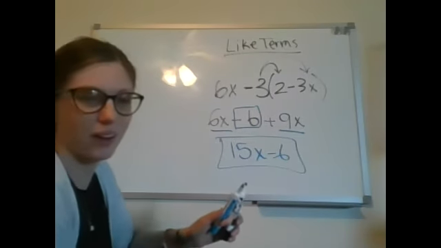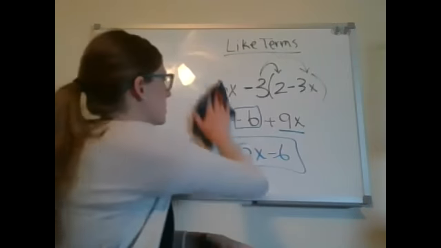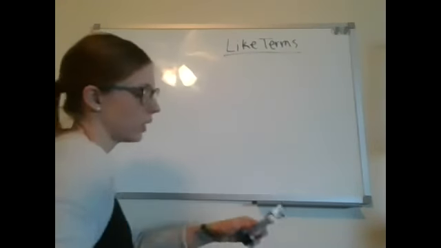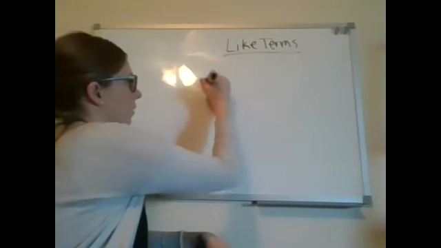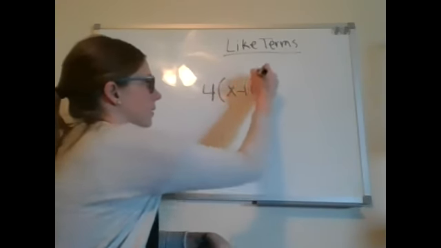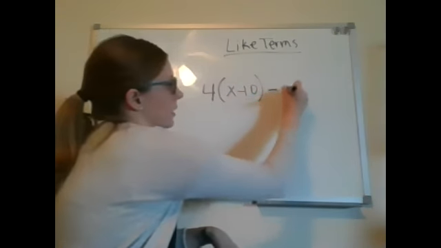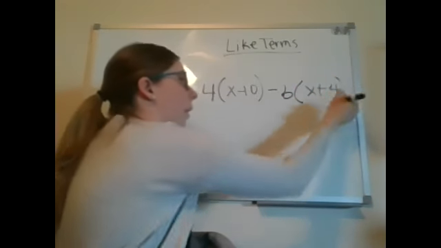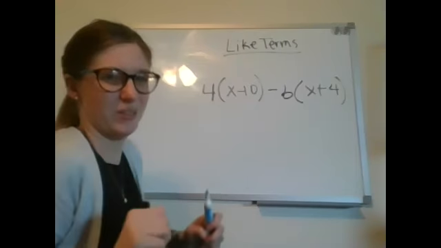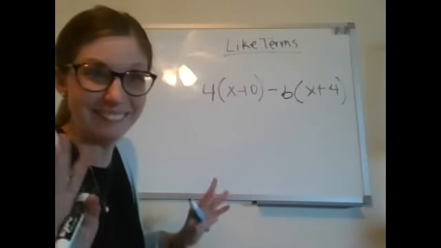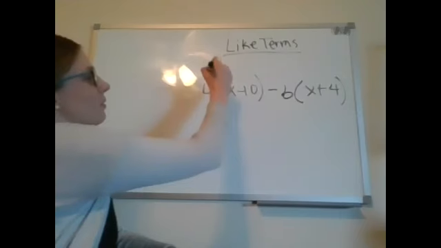Okay, all right. One more quick example for you guys. I'll let you go. I'm trying to make them quicker this week. What if you have one like this? 4 times x minus 10 minus 6 times x plus 4. This means we get to do the distributive property twice. How fun is that? Okay, let's do it.